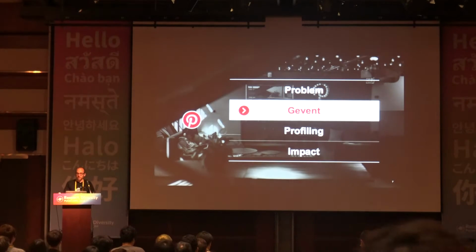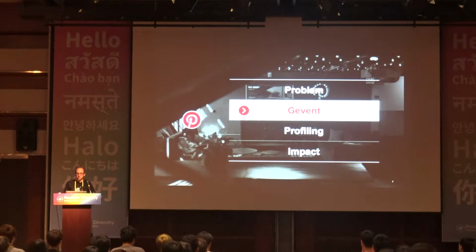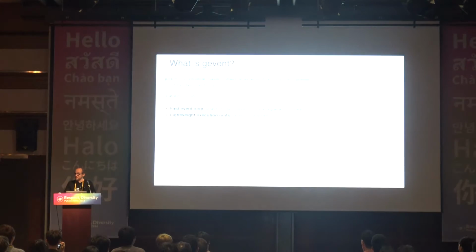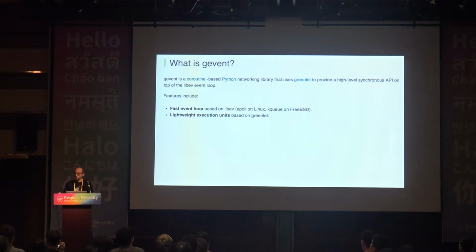So to understand what's going on, we have to understand a bit about gEvent. Who here has used gEvent or something like it? Async IO or anything like that? A few people? OK. So gEvent is an async IO like library from a number of years ago. It supports Python 2.7, which is what we use. And it's based on libevent and a few other things out there. And it's a coroutine-based Python networking library that uses greenlet to provide high-level synchronous APIs.